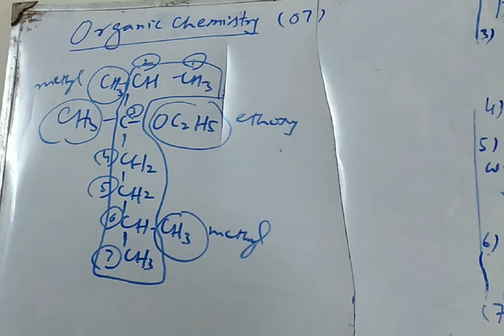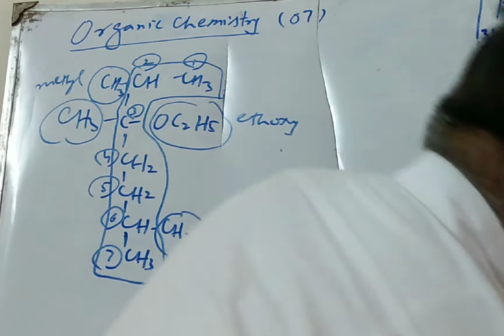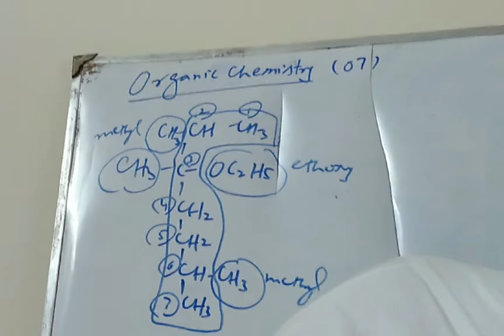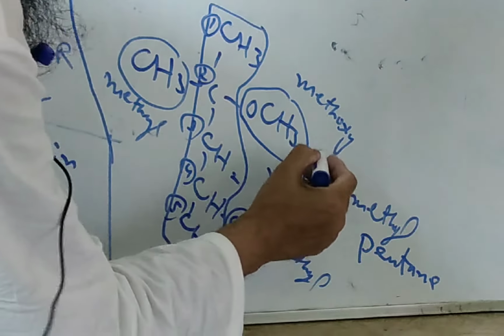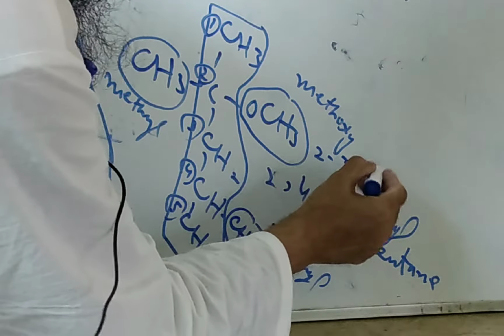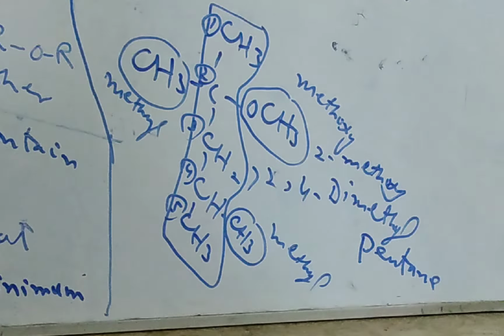So in this case we can write the name in this way, that is, the methoxy comes first and then this one. 2-methoxy 2,4-dimethyl pentane. Correct it please.